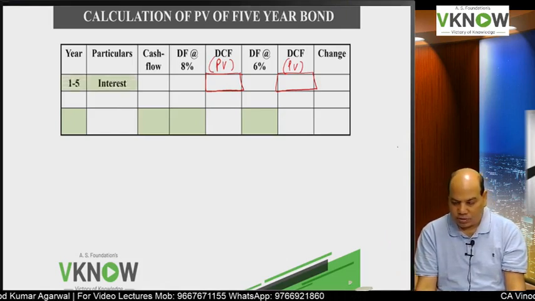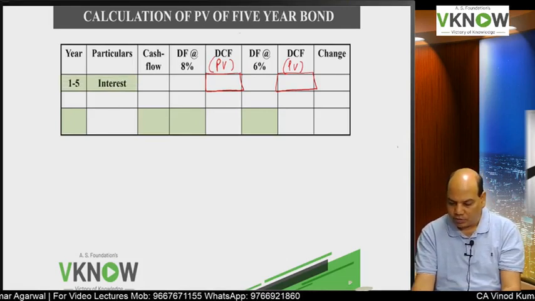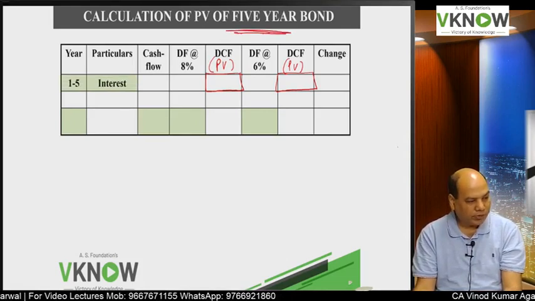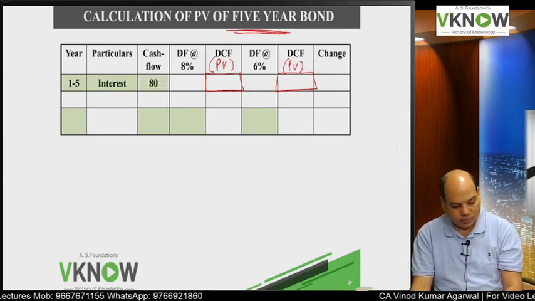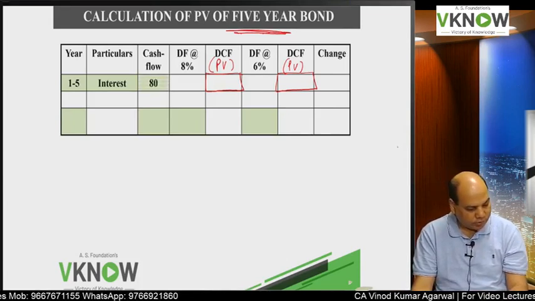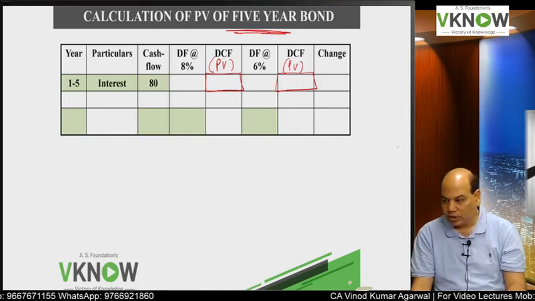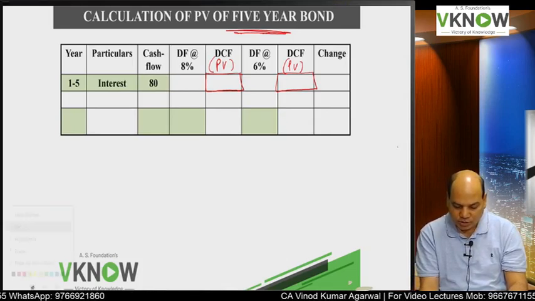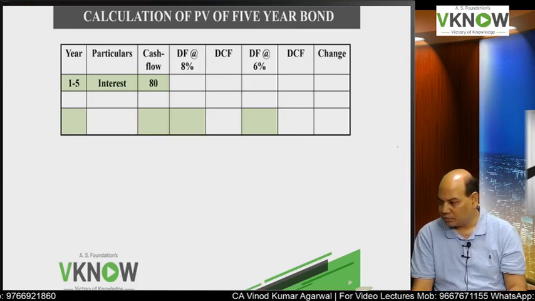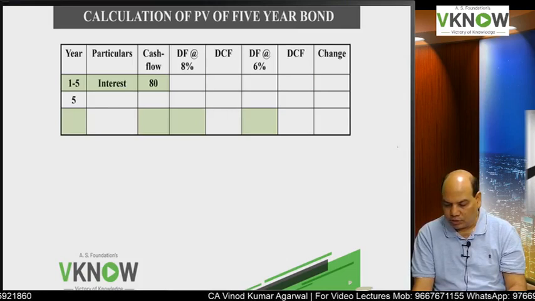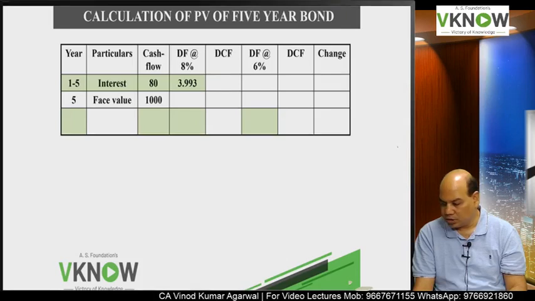So please write down, it's a 5-year bond. The first question is the 5-year bond. Year 1-5, coupon, interest, write down either. How much will be that? 8% of 1000, 80 rupees. Calculate the annuity factor at 8% for 5 years. So that will come to 3.993. Check the answer, 3.993.